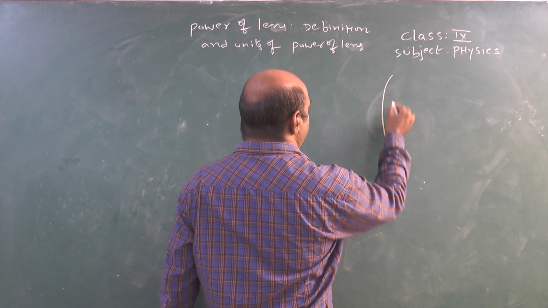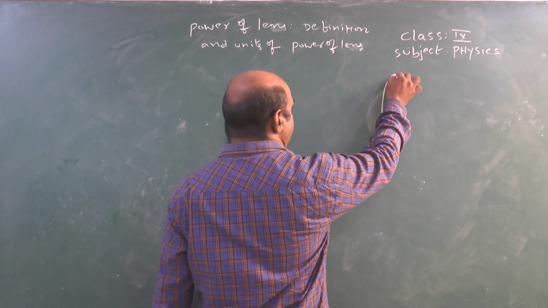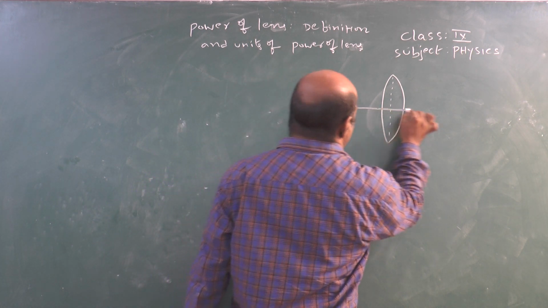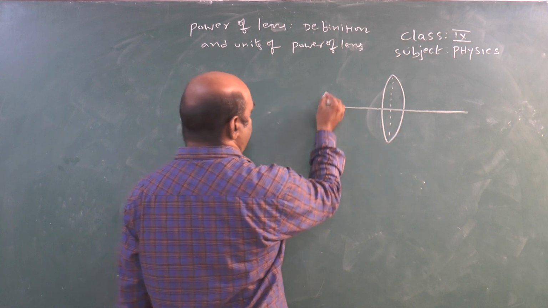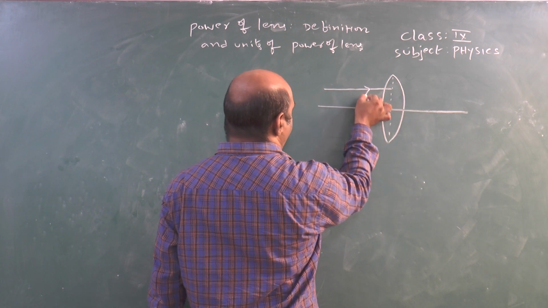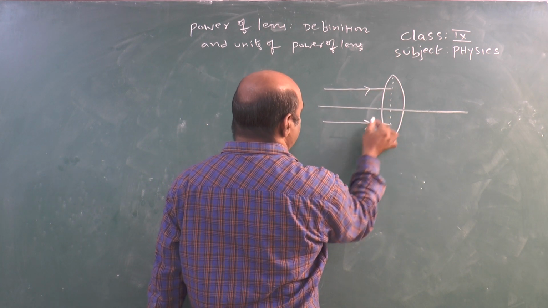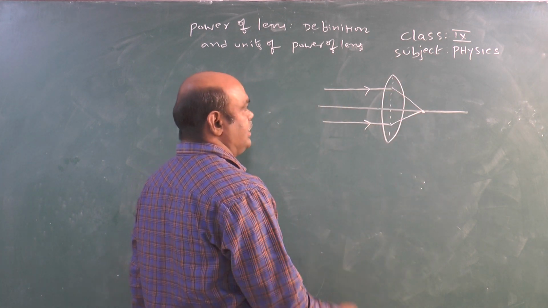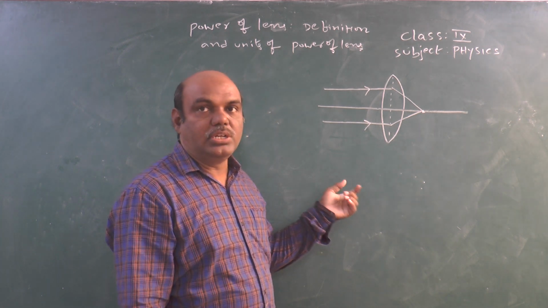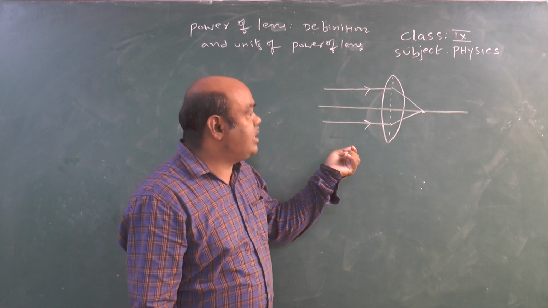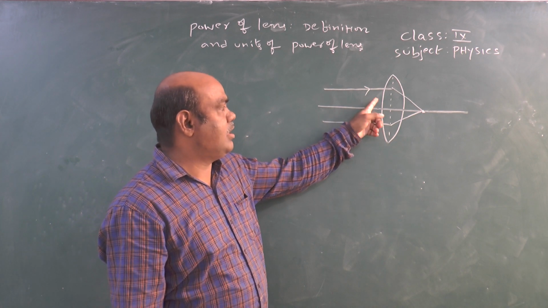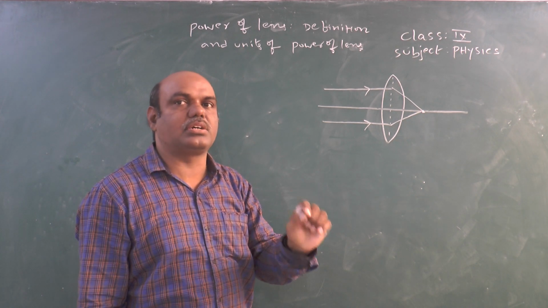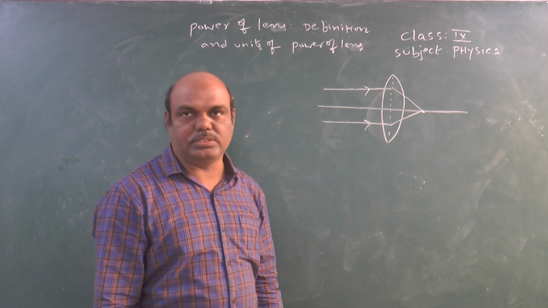For example, if you consider a convex lens, this is also called a converging lens. So why is it called a converging lens? When the light rays are parallel to the principal axis, they converge at one point. So that's why it is called a converging lens. In this, the ability of converging the light rays and making them fall on a focus point is called the power of a lens.